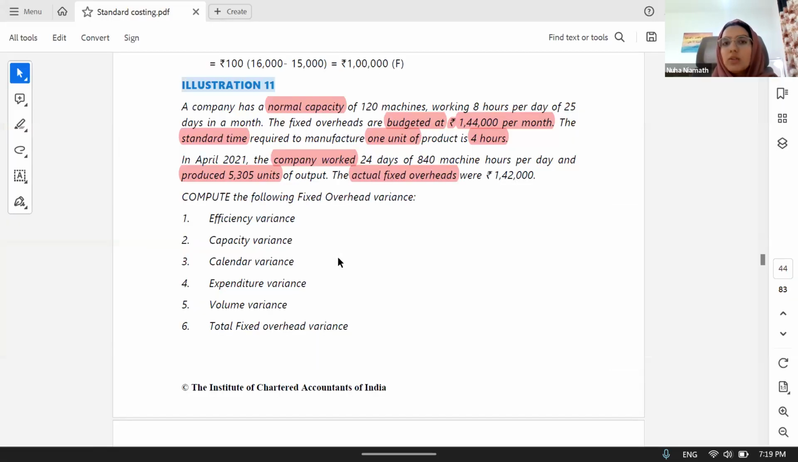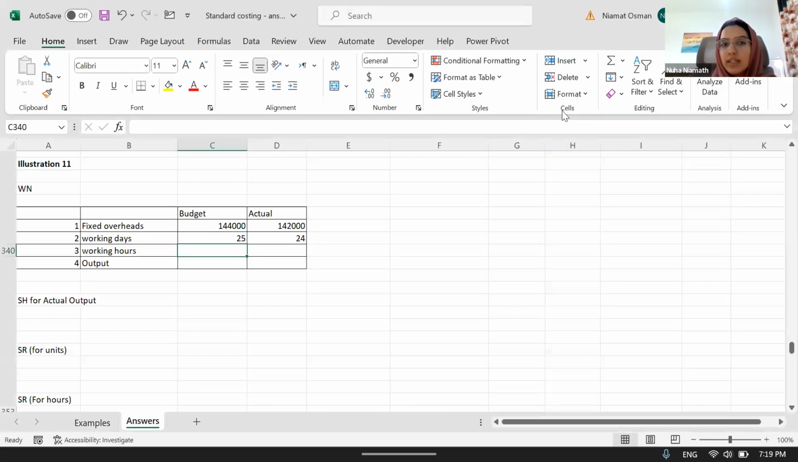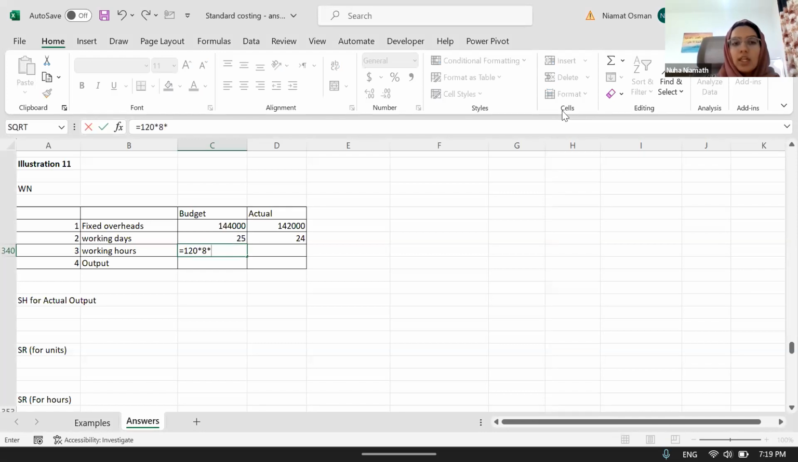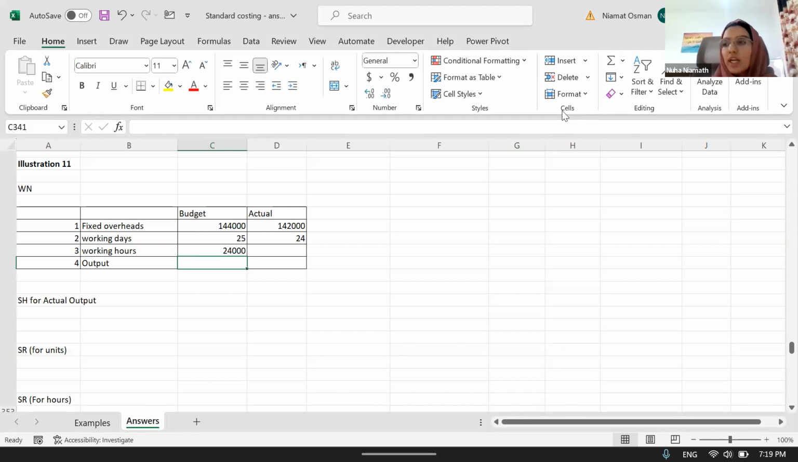Now, working hours. What are the working hours? Working hours will be 120 machines into 8 hours into 25 days. That gives me 24,000 working hours. So these are the budgeted hours. Can somebody tell me what the actual hours are from the question? How will we calculate the actual hours?